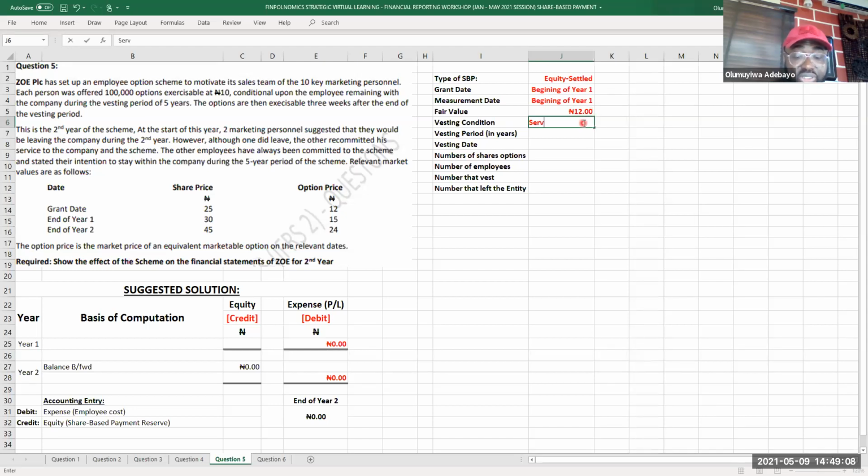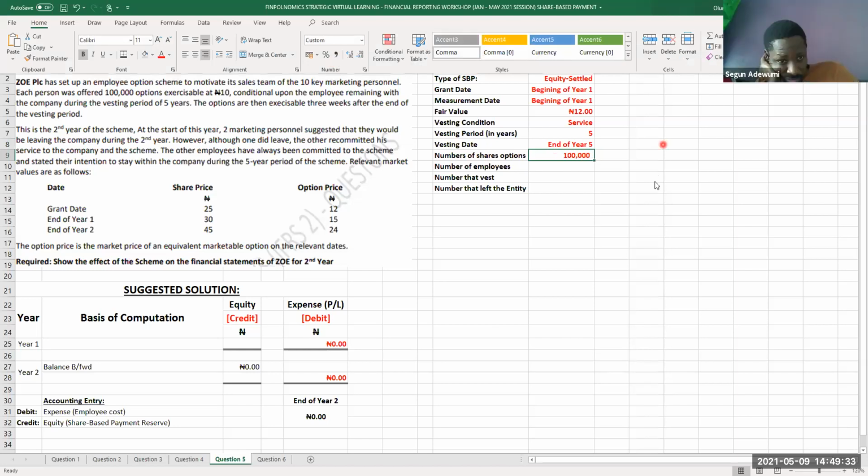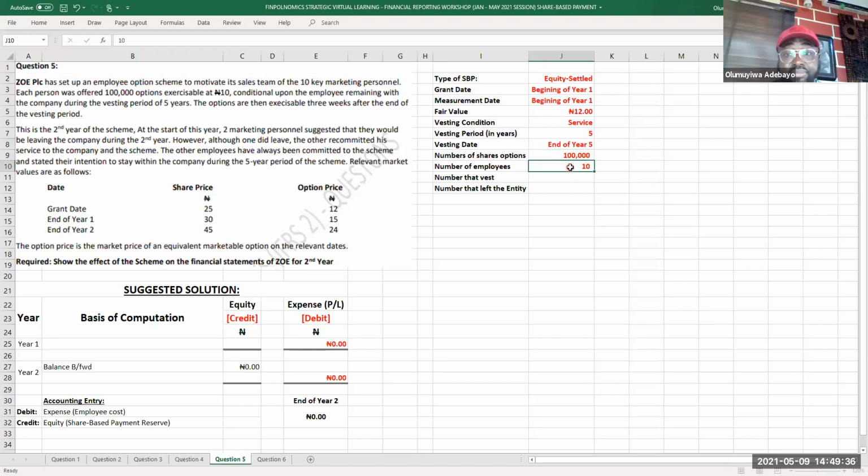The vesting condition is a service condition. The vesting period is 5 years. The vesting date will be end of year 5. The number of shares that options were given for is 100,000. Number of employees is 10. Number that vests: we have no information on it because we are only doing for the second year. We are not going to have the final number to get to the last year.